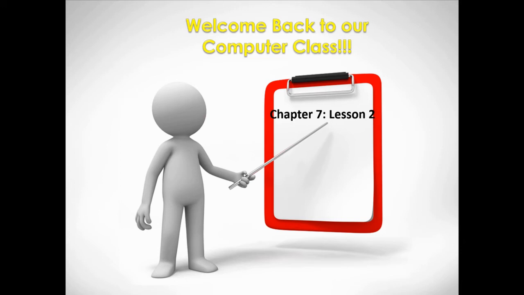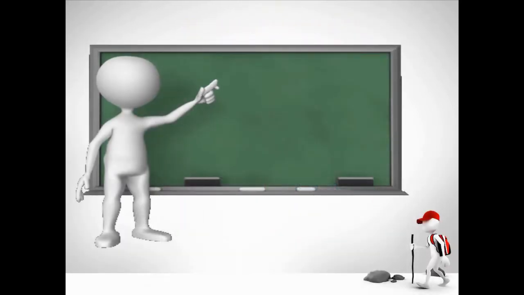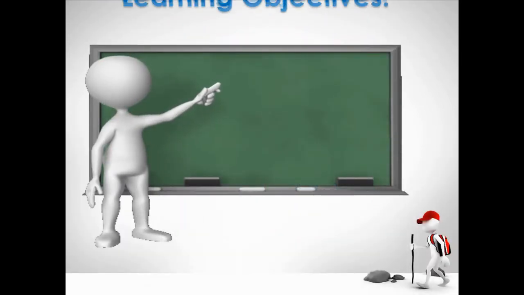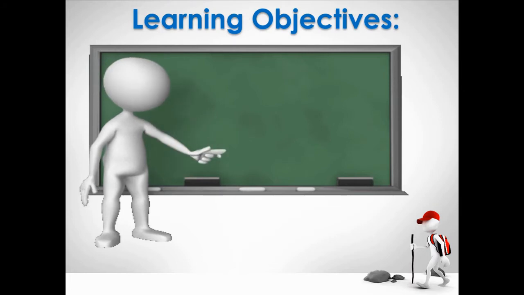We are now in Chapter 7, Lesson 2, entitled The Loops Algorithm. By the way, this lesson can be found in your textbook, pages 70 to 71. And here are the objectives of our lesson today.